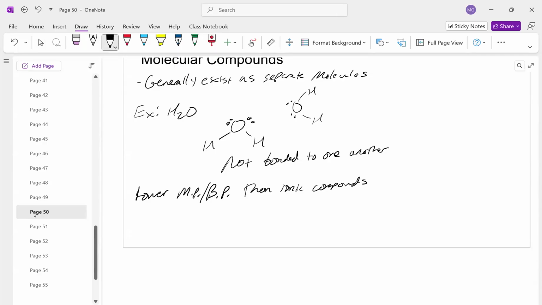Now, I say generally because there might be an exception here or there, where you might have a molecular compound that has a really high melting point, and that might be higher than an ionic compound with a really low melting point. So this is a very general description or representation.